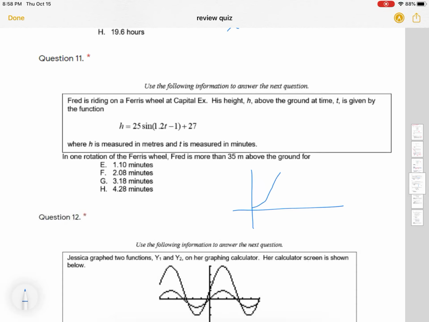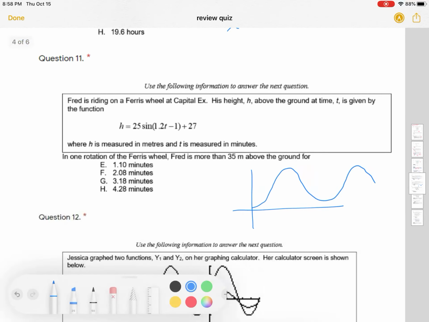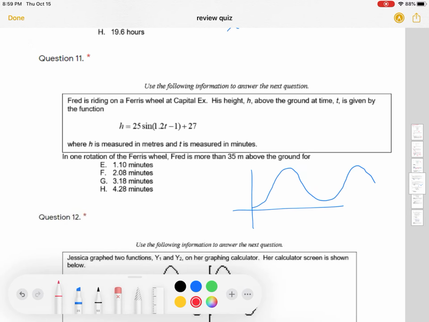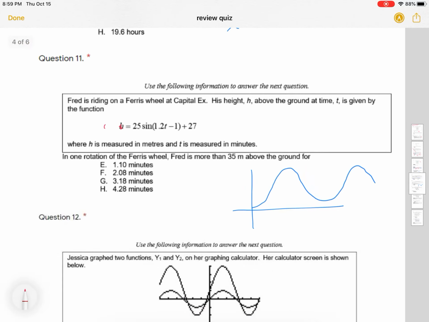So when you graph this, it's a sinusoidal wave, right? Starts down here, goes up, goes down, goes up, goes down. And we want to know how long he's up above 35 meters in one rotation. So you put your graph in as y1, and then you're going to do y2 equals 35. So you'll get a line in here for your y2. Now, anything above there is above 35 meters.